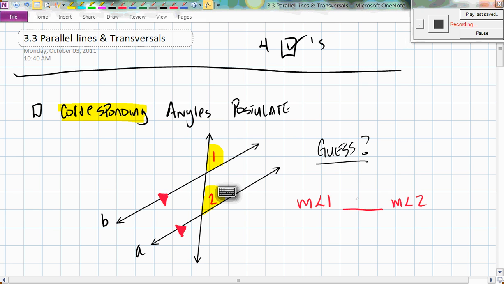You'd be 100% correct. And that is the corresponding angles postulate. So the measure of angle 1 is congruent to the measure of angle 2 because they are corresponding angles. Now, what's the only important thing that has to happen before you can actually assume that? A and B have to be what? Parallel. Lines A and B have to be parallel, okay? That's the first box. Not too bad, right?